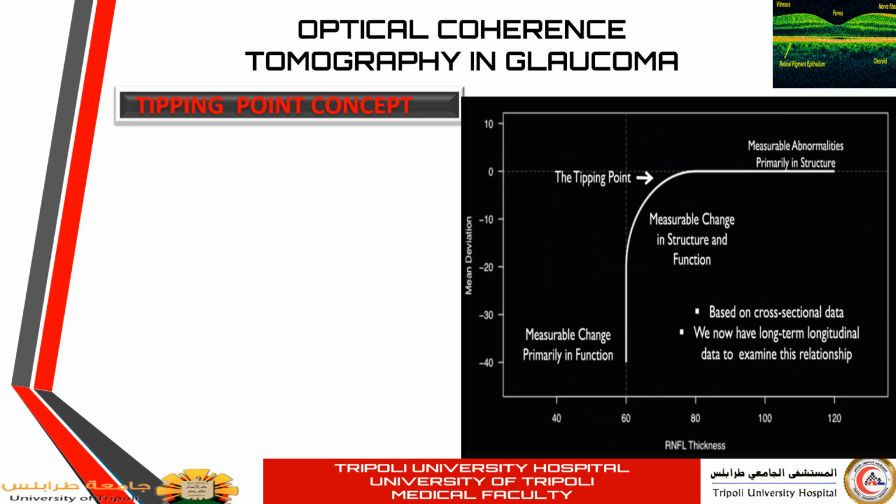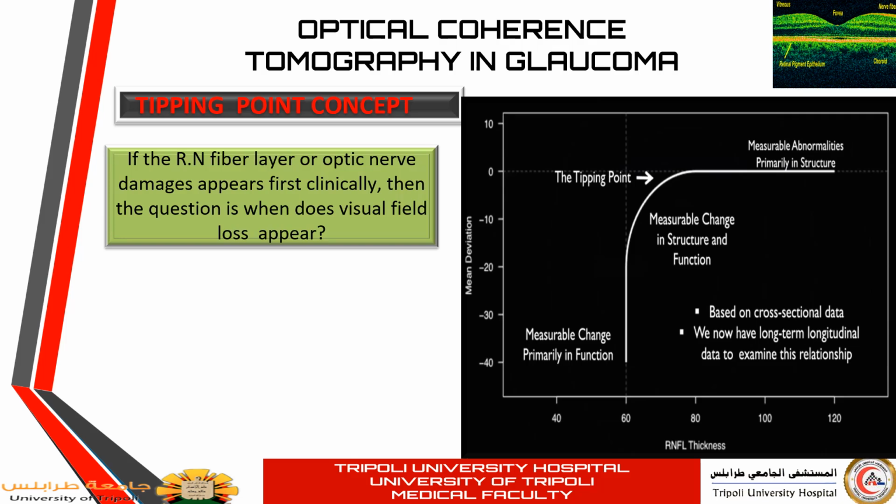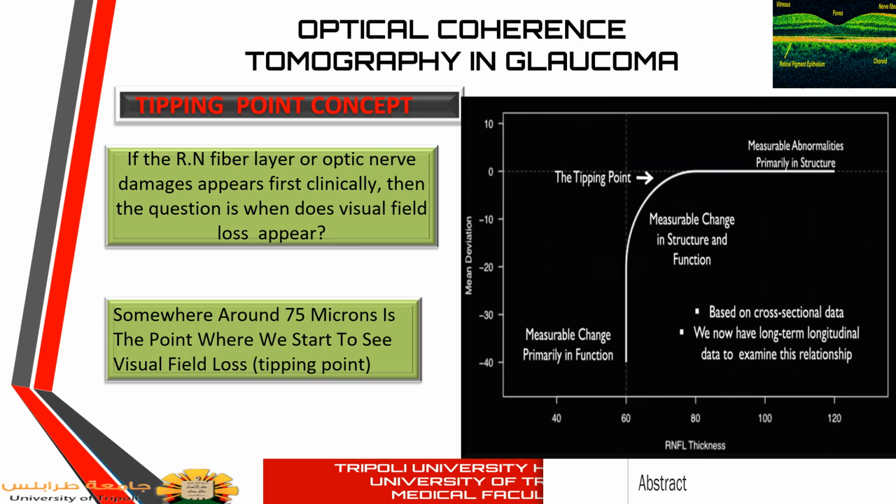Here I want to speak about the definition of the tipping point concept. What's the tipping point? If the changes in the structural OCT appear before the visual field changes, the question arises: when exactly will the conversion, the visual field change, start? This is what's called the tipping point. It is found that a decrease in the nerve fiber layer thickness to around 75 microns is the conversion point. If you have, for example, a retinal nerve fiber thickness around 100 microns and it keeps on decreasing up to 75 microns, there will be no corresponding changes in the visual field.